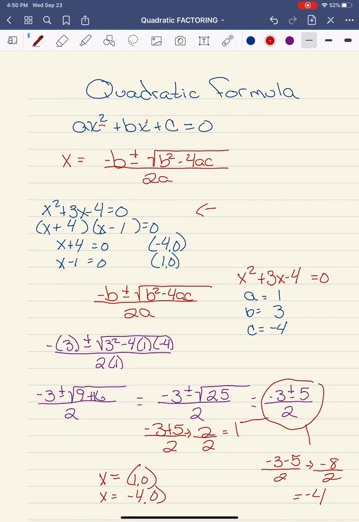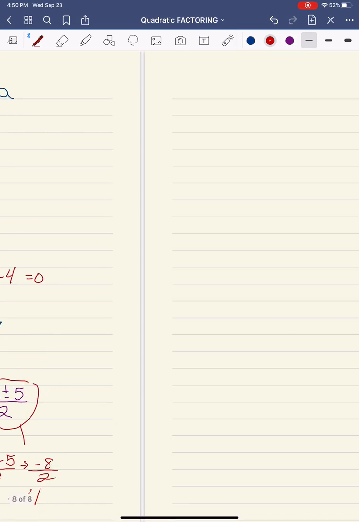And I'm just putting them into coordinate form because I know eventually we're going to be graphing. You do not have to do this unless it asks you. If it asks just for the x value, please just put the x value because that's all it's asking you to do. Okay, let's try another one.